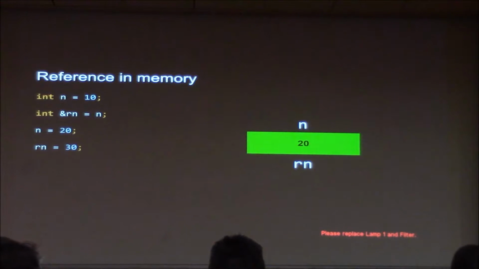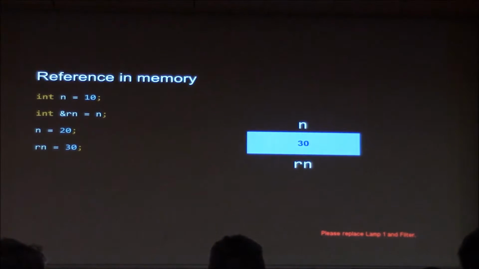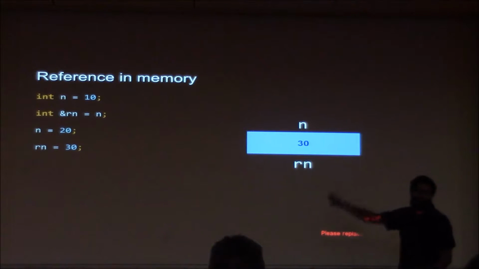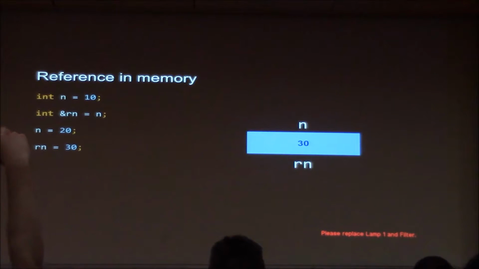And if I change Rn, it's going to change the same thing. So remember that there is no separate memory allocated for this variable Rn. It is like we are just saying, from the second line of code there, that Rn is an alias to the variable n.